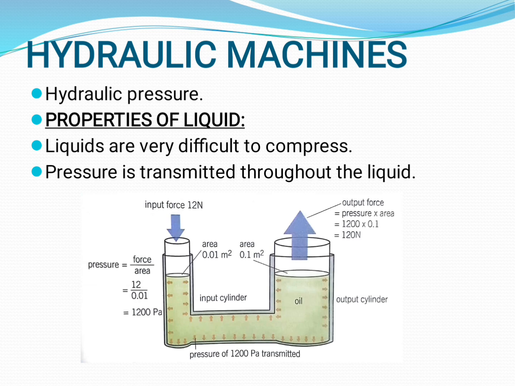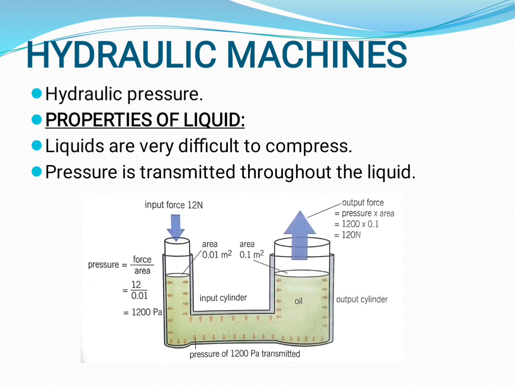Next topic is hydraulic machines. Hydraulic machines are machines which use liquids to transmit forces. This is called hydraulic pressure. These machines rely on two properties of liquids. Liquids are very difficult to compress because their particles are very close together. If a trapped liquid is put under pressure, the pressure is transmitted throughout the liquid.